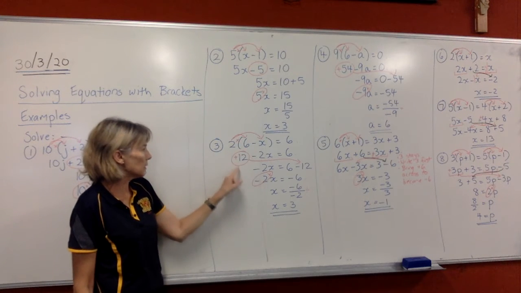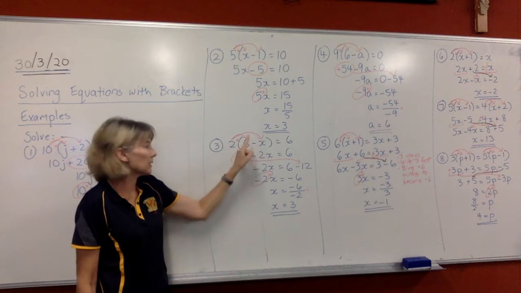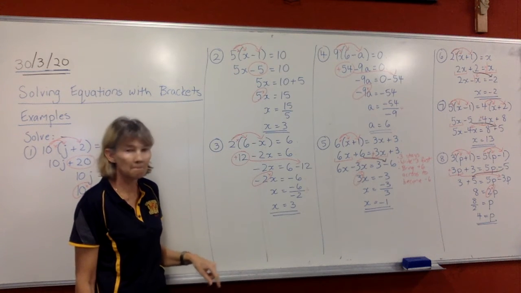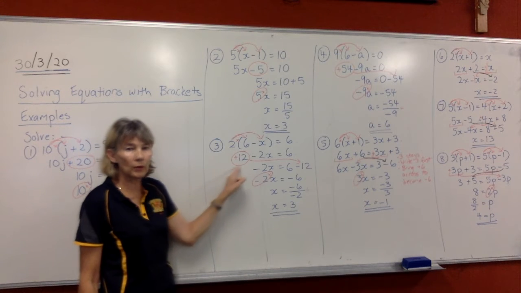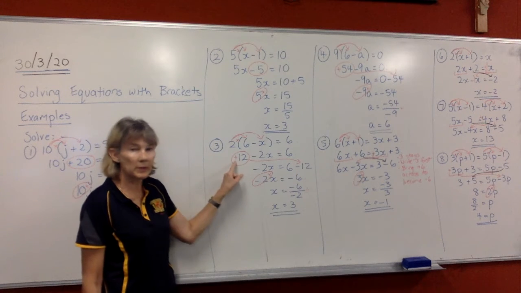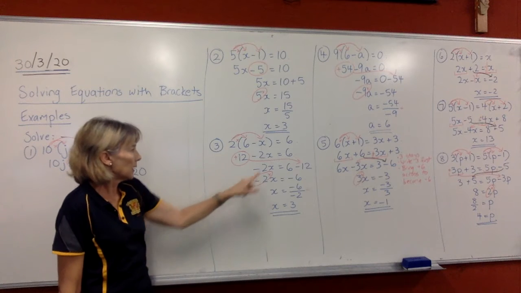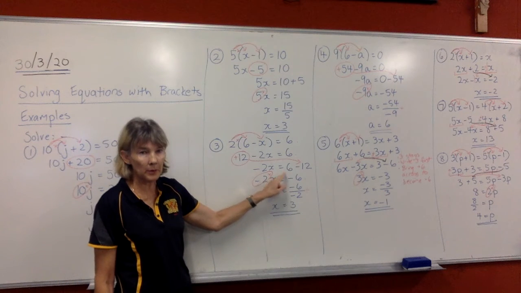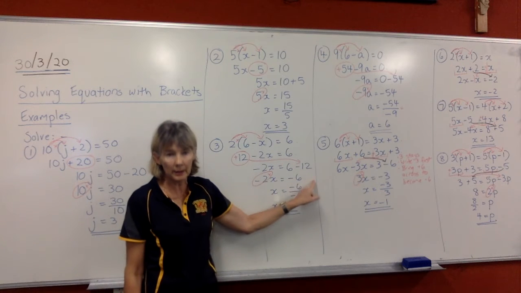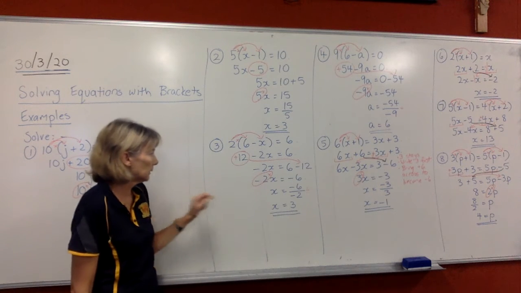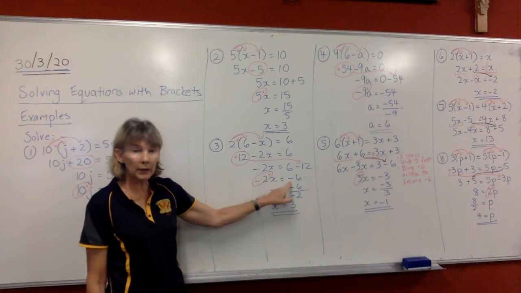2 times 6 is 12, 2 times minus x is minus 2x. Then we're going to move the plus 12 over to the other side. Don't forget there is a plus in front of that 12. Keep the 6 here. It was there first, leave it first. Move this to the end of the line and it becomes minus 12. Work that out on your calculator.